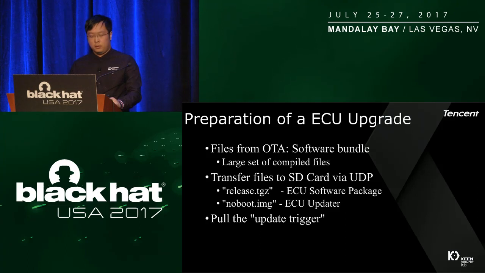You can get a large bundle from OTA. It contains a large set of compiled files, firmwares, and software. Those files will be chosen by an updater on the CID, and they will be compressed into one file, release.tgz. We call it the ECU software package. Another file contained in the software bundle is the noboot image, which is the actual updater. Those two files will be transferred to the SD card via UDP, along with some other files which are not important. Then, after all those files are transferred, the CID will pull the update trigger.